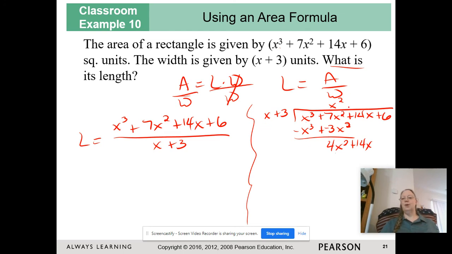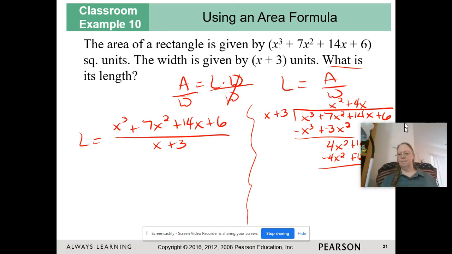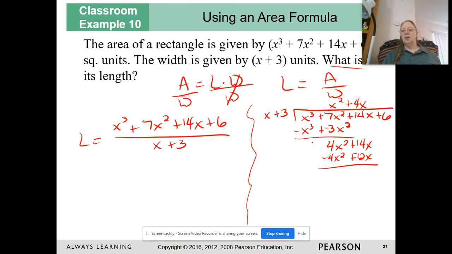X goes into 4x squared, 4x times, distribute, 12x, and change the signs. And I'm going to move this out of the way. All right. So I have 2x, and I bring down the 6, and it goes in 2 times, and distribute, and change the signs. Okay, so x squared plus 4x plus 2.